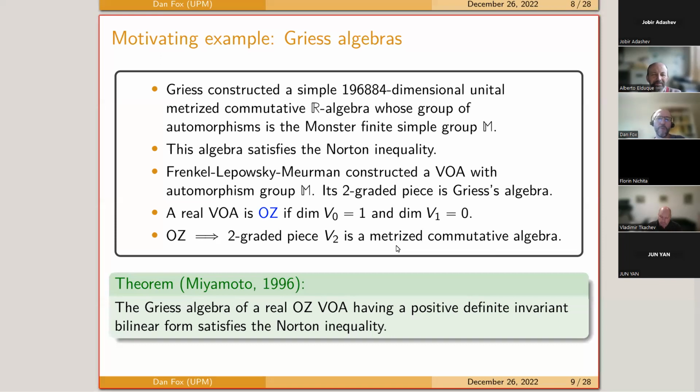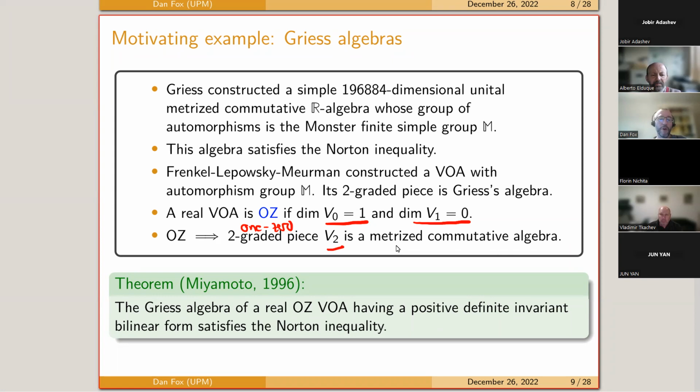But the point here is that in general, if you have a real vertex operator algebra, one says it's OZ, and this abbreviates 1, 0, which is a way of remembering these two conditions: its zero graded piece has dimension 1 and its 1 graded piece has dimension 0. And in this case, its 2 graded piece is a metrized commutative algebra automatically. And it was proved by Miyamoto. In this case, this V2, this 2 graded piece, gets called the Griess algebra of the vertex operator algebra, because this is somehow viewed as a generalization of the specific case of the monster vertex operator algebra and the Griess algebra of the monster.